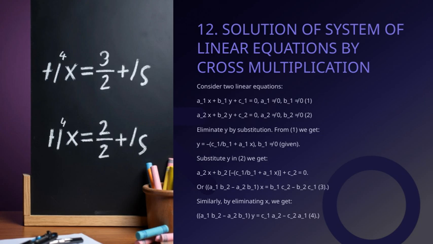Now, let's look at how substitution helps us find y in terms of x from the second equation. We isolate y as y equals negative c1 over b1 minus a1x over b1, assuming b1 isn't 0, which is given. This substitution method is a powerful tool because it reduces the system to a single variable, making the problem more manageable. Furthermore, to eliminate y completely, we substitute this expression for y back into our first equation, which is a2x plus b2y plus c2 equals 0. Remember, this is valid as long as a2 and b2 are not 0, to avoid division issues.